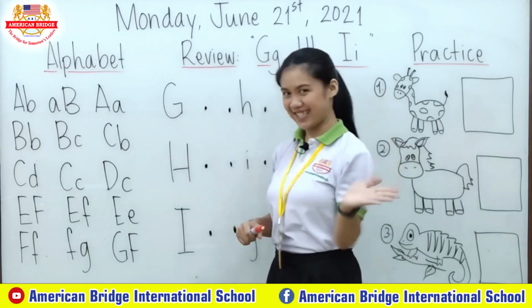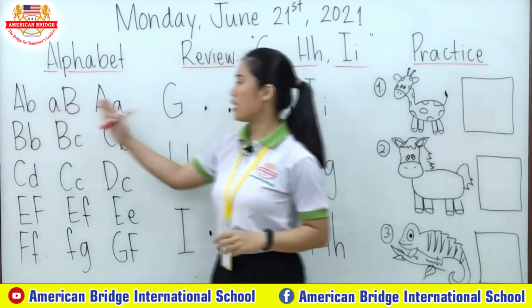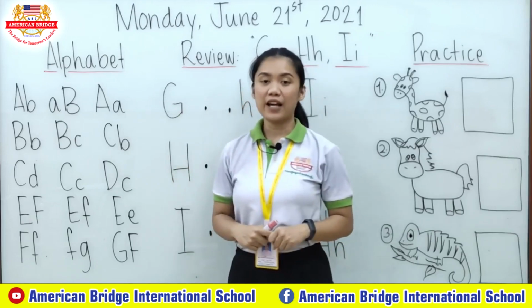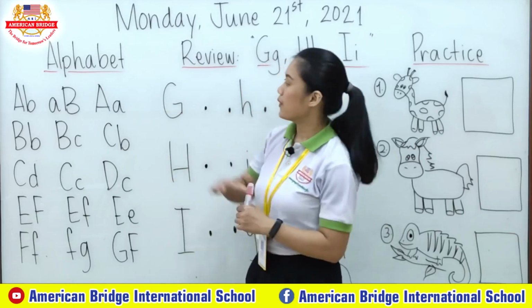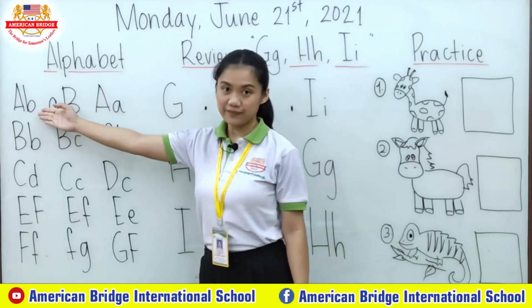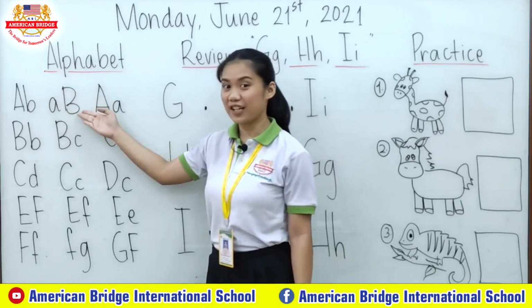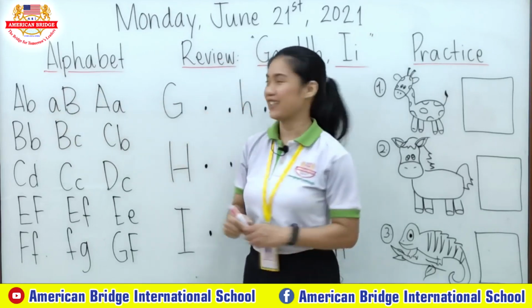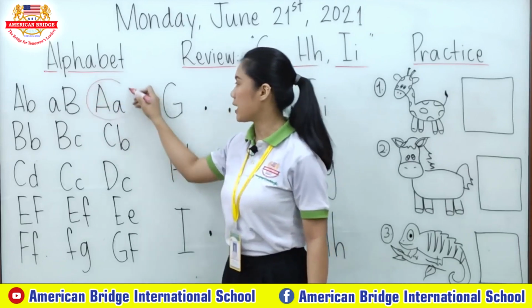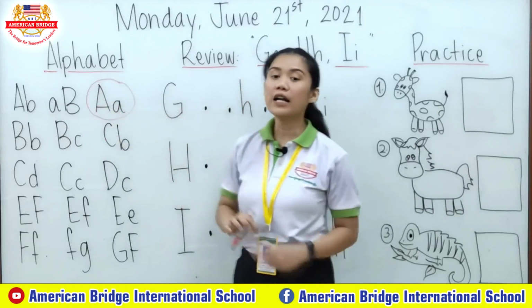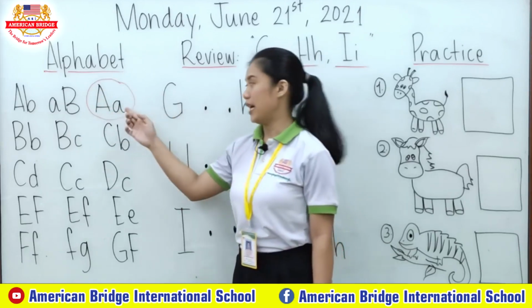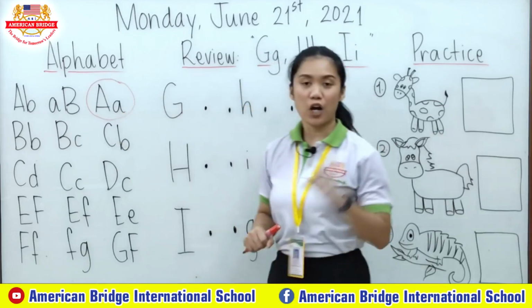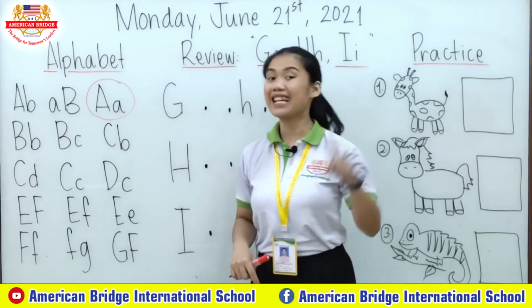Great job, everyone. So let's start. So these are the alphabet letters. Now there is one alphabet letter which is correct. Is this the correct alphabet letter? Is this the correct alphabet letter? Is this the correct alphabet letter? Yes, correct. So let's circle the uppercase A and lowercase A, or the capital A and the small letter A. Yes. Now let's move on to our next letter. We are looking for the capital B and the small letter B.